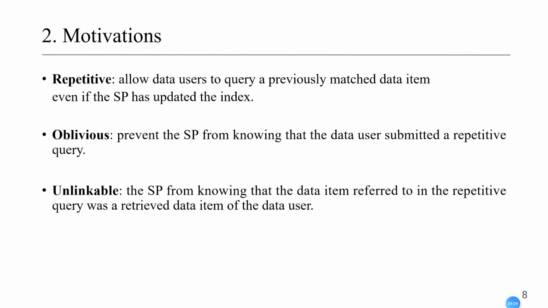Repetitive means it allows data users to query a previously matched data item even if the service provider has updated the index. Oblivious means it prevents the service provider from knowing that the data user submitted a repetitive query. Unlinkable means it prevents the service provider from knowing that the data item referred to in the repetitive query was a retrieved data item of the data user.